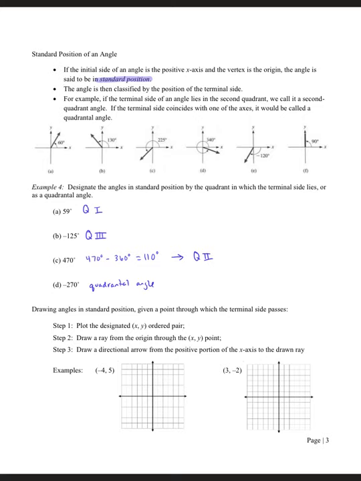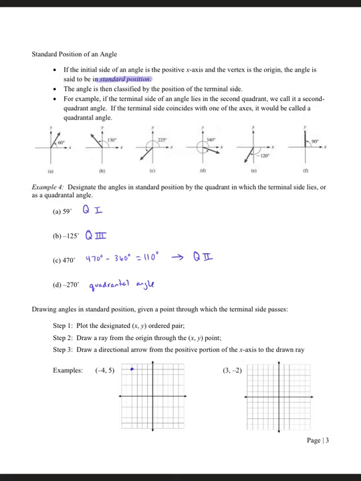Okay, the last thing we're doing here is going to be drawing angles in standard position when we know a point that the terminal side passes through. So here we have the point negative 4, 5. So first thing we're going to do, like step 1 says, is plot that point. So we have negative 4, 5. So 1, 2, 3, 4, 1, 2, 3, 4, 5.